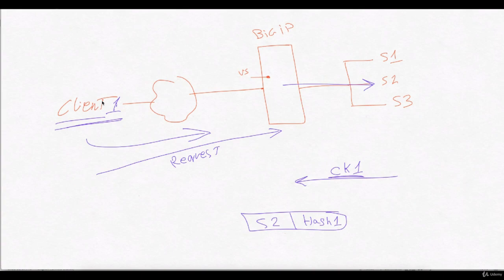It will hash the cookie 1 and look in the table. Do we have hash 1? Yes. To which server? Server 2. So your second request will go to server 2. You will not be going to server 1 or server 3 based on the load balancing algorithm. No. You will be sent to the same server that matches your cookie hash value. So you always go to the same server.